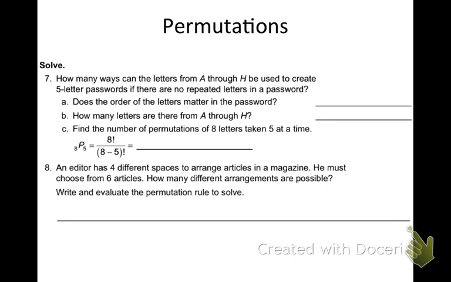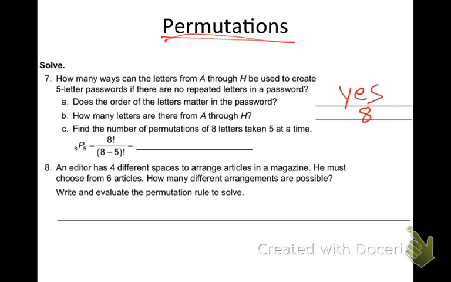Number 7. How many ways can the letters A through H be used to create 5-letter passwords if there are no repeated letters in a password? Well, let's think about it here. Does the order of the letters matter in the password? Yeah, right? Order matters, meaning it's a permutation. How many letters are there from A through H? There are 8 of them.